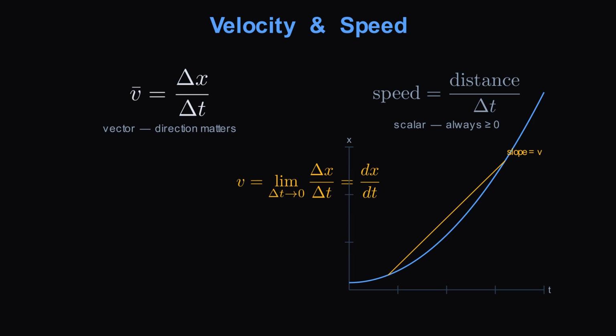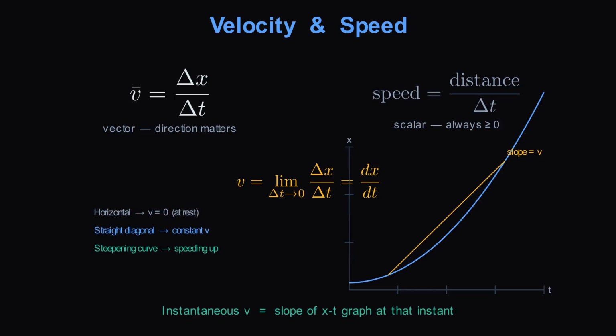A horizontal section of the graph means 0 slope. The object is momentarily at rest. A straight diagonal means constant velocity, uniform motion. A curve that gradually steepens means the object is speeding up. Take a moment to appreciate the power of this. Every detail of an object's motion throughout its entire journey can be encoded in one graph, and the slope at any point reveals the instantaneous velocity at that moment.